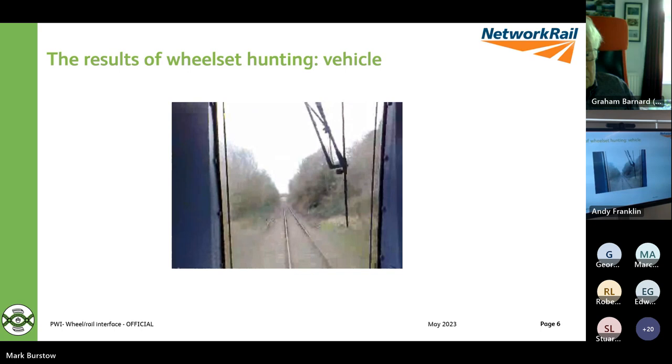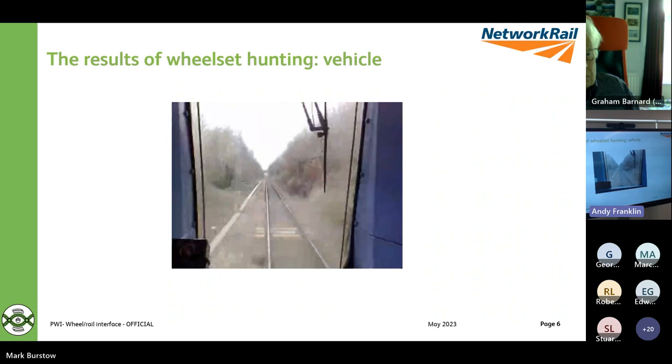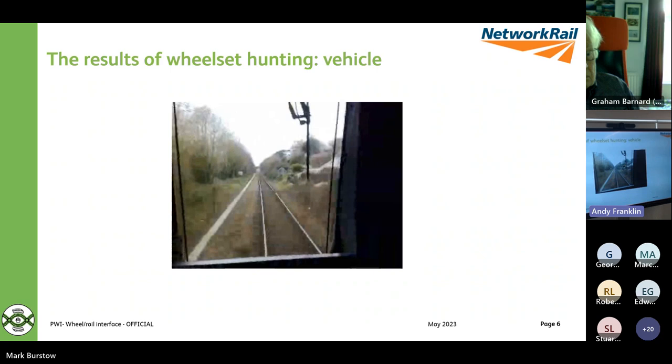Okay, hunting stops. Stopped about there. Did you see any change in the track that was obvious as to why it would suddenly stop hunting? You've gone from continuous welded rail to jointed track? No. Nope.